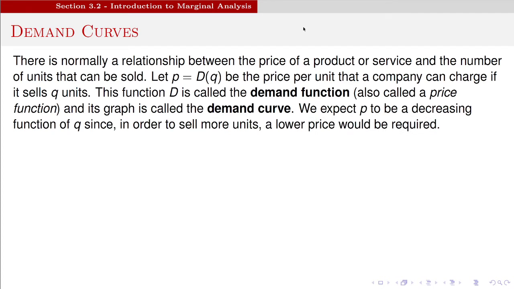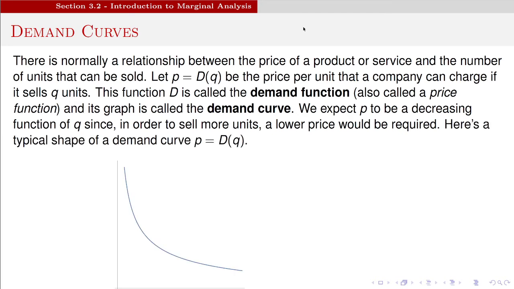So what we expect here is that P should be a decreasing function of Q. Why would you expect that? Well, think, if you lower the price of something, you kind of expect to be able to sell more of it. And that's the case here. So, typically, your demand function or your demand curve is going to have a downward decreasing shape.